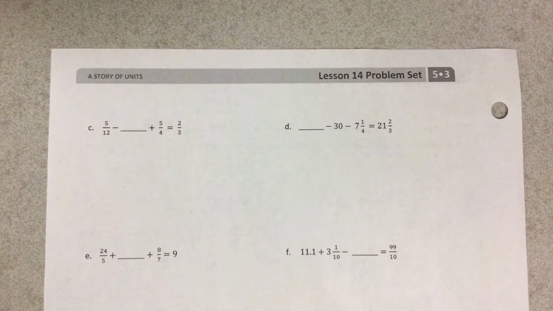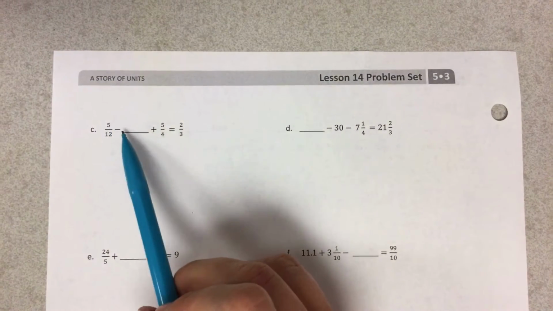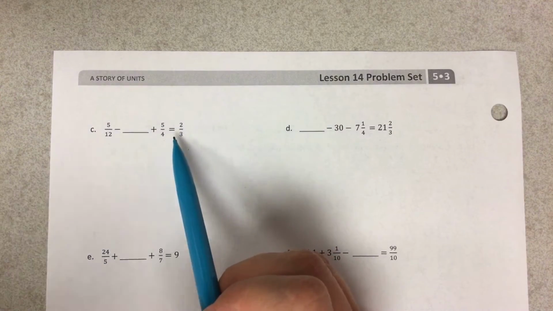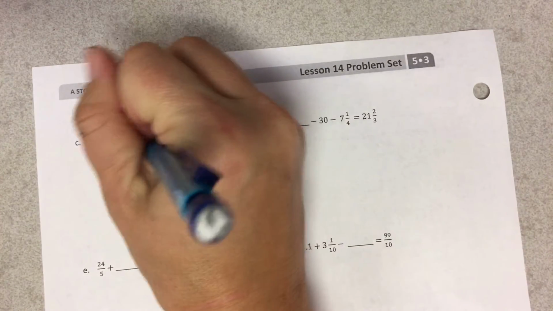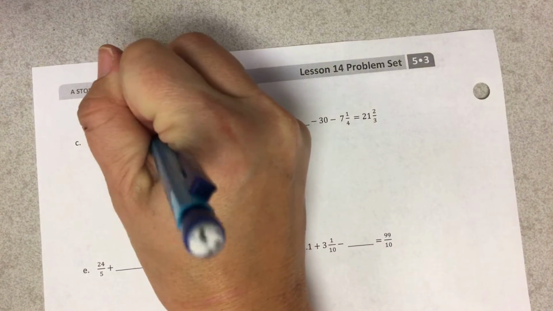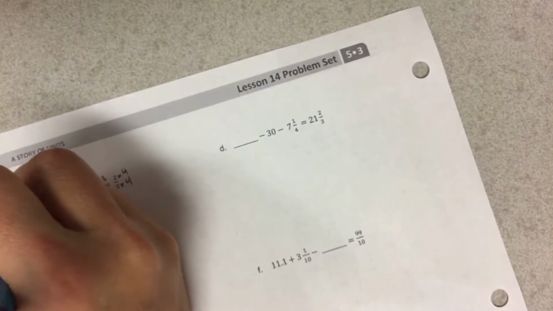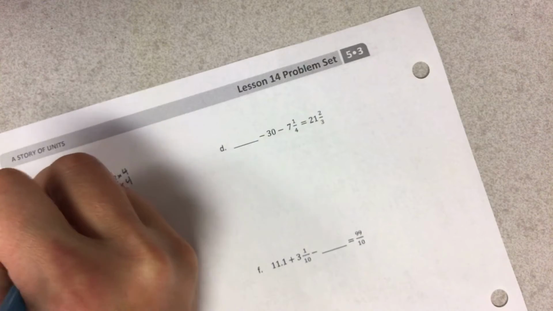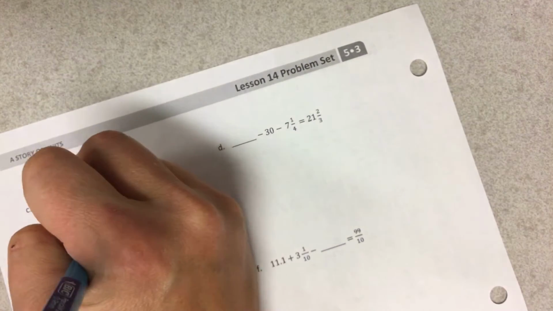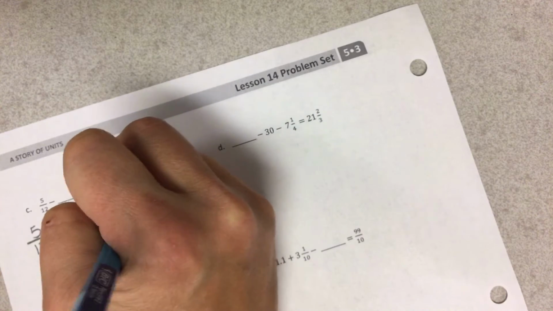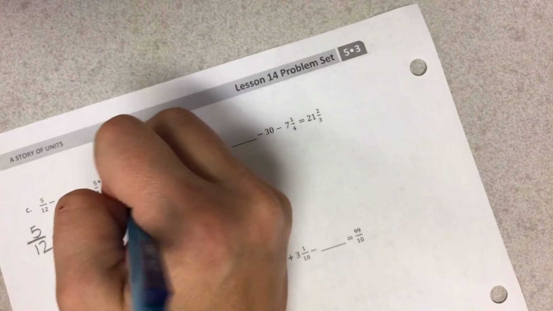Okay, so before I solve this problem on letter C, I'm going to come up with my common denominators, because I basically have 5/12 minus something plus 5/4 is going to give me 2/3. So I want to create that common denominator. I know my common denominator is going to be 12, so I'm just going to convert this real quick. Now I'm going to have 5/12 minus something, and I have to add 15/12 to it, and it needs to equal 8/12.